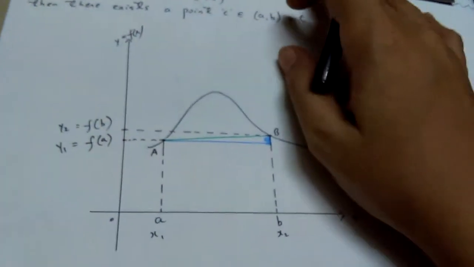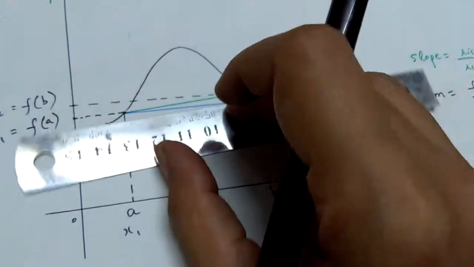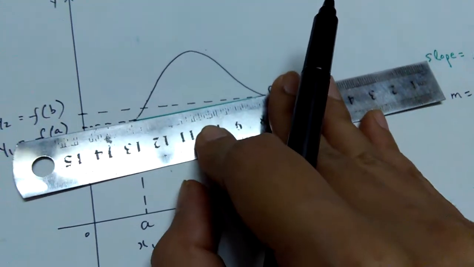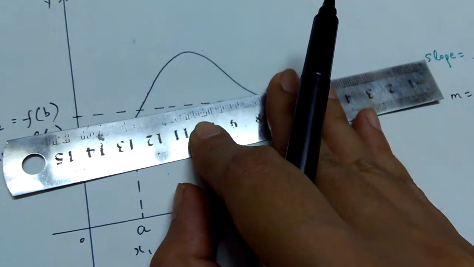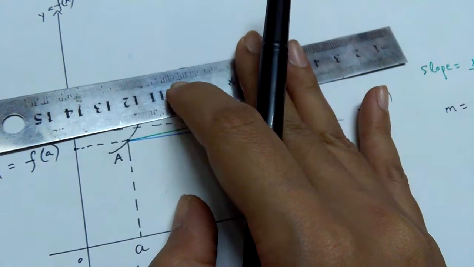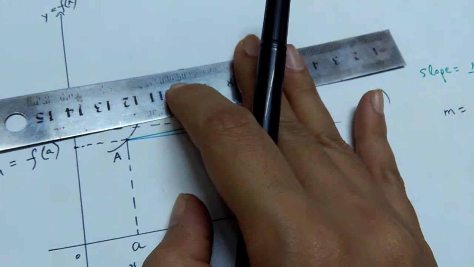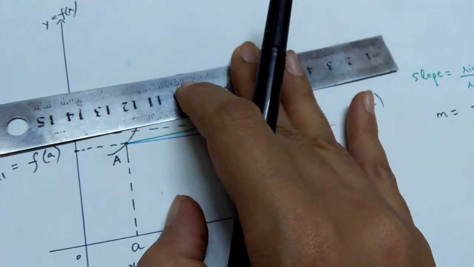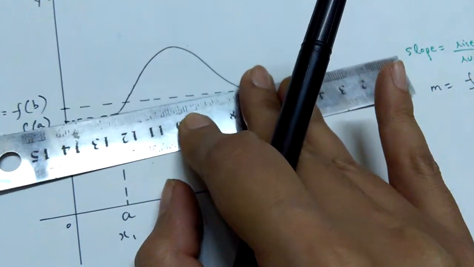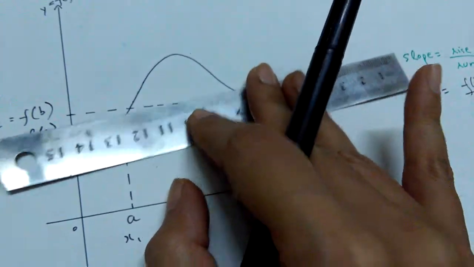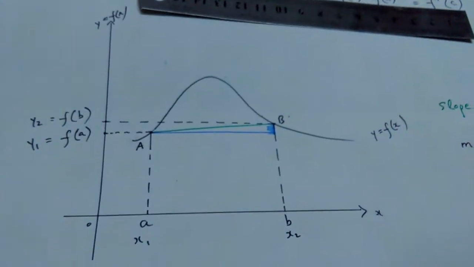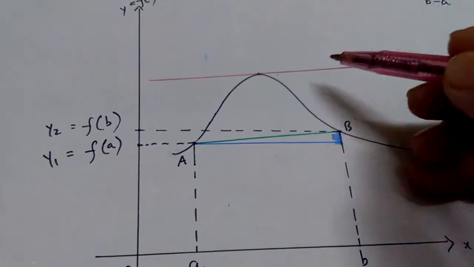So let us try to see that this is my secant line AB, this green one. If I try to slide my scale, you can see that this is the point where I can draw this point. At this point, I can draw my tangent line having the same slope equal to this green line. Okay, so this is exactly the point. So let me draw a tangent line over here.